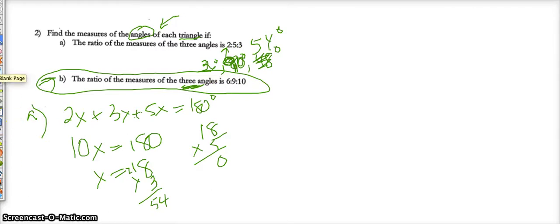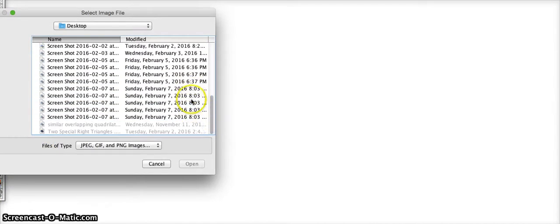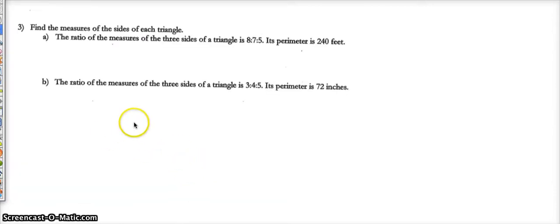Let's see, here we go, new page. Let's go get the next thing that we're on the hunt for, because I do really want you guys to do super well on this. 1, 2, 3, 4. Open that up. Okay.